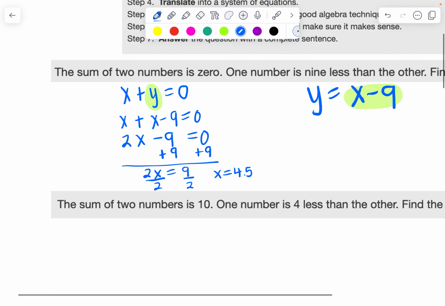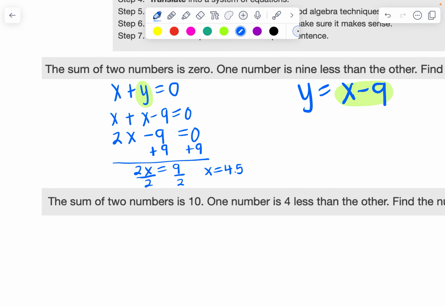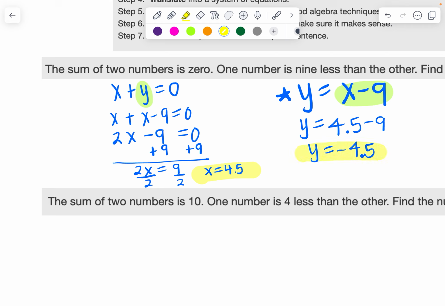To find my value for y, then I'm just going to plug it in to this equation. So y equals x, which is 4.5, take away 9, which means y is negative 4.5. So that's my final answer. The first number is 4.5. The second number is negative 4.5. Those do add to 0, and one of them is 9 less than the other.